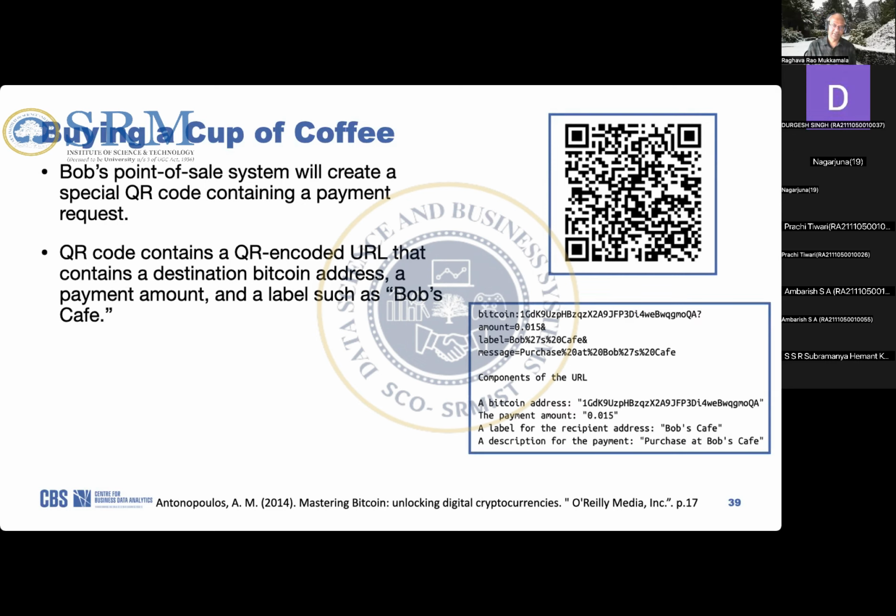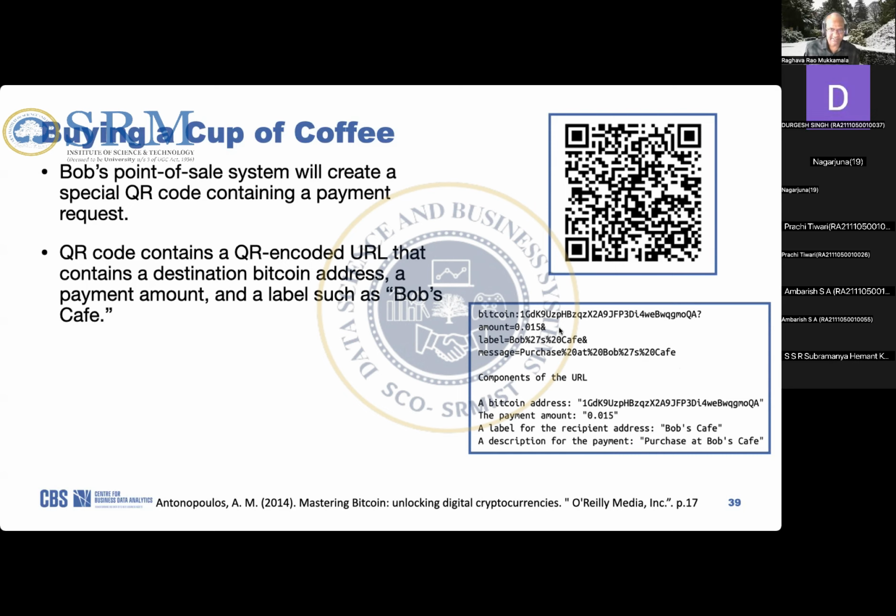To mark the transaction, for example, the QR code looks like this. You have some information saying to which address the Bitcoin has to be transferred, the amount of Bitcoin, and a label, maybe Bob's coffee shop. And then you have some message saying that it is for the purchase of the coffee.